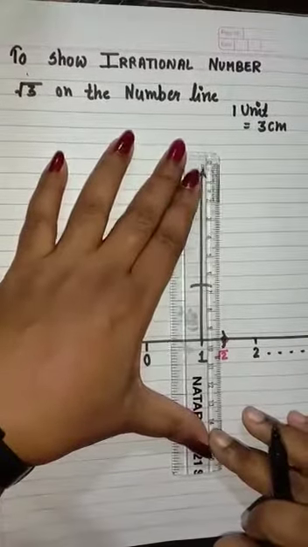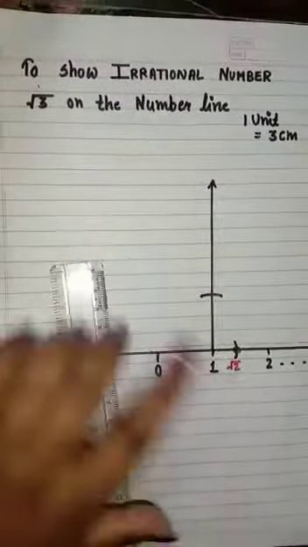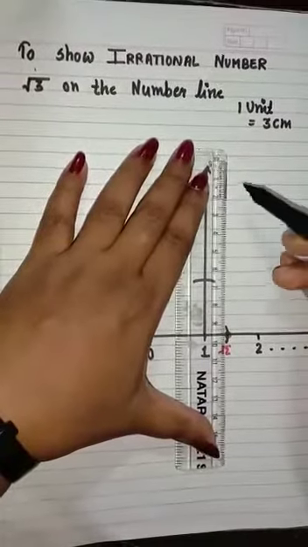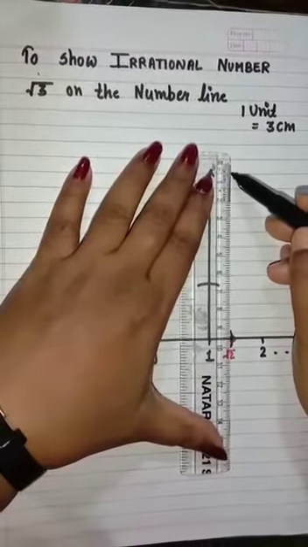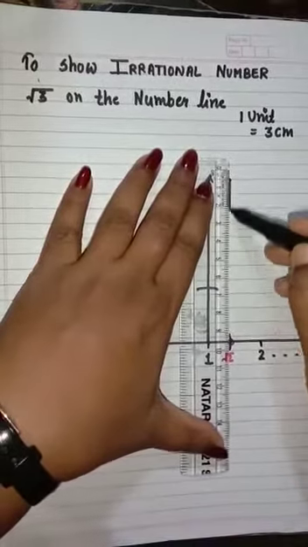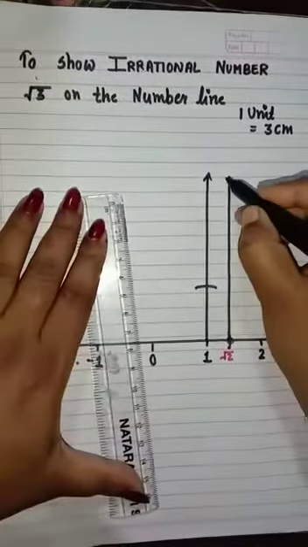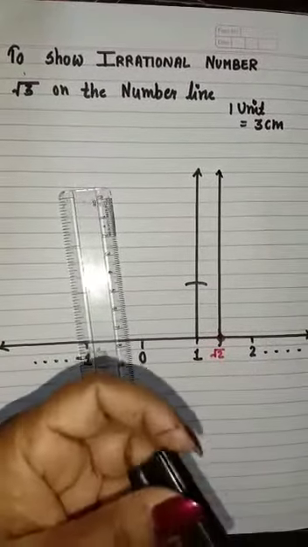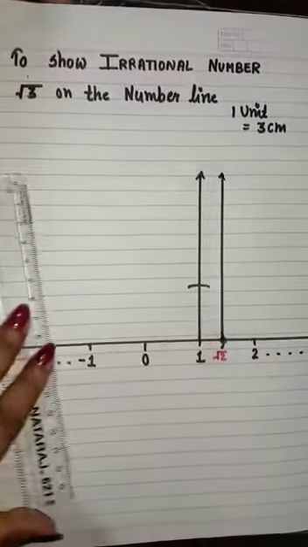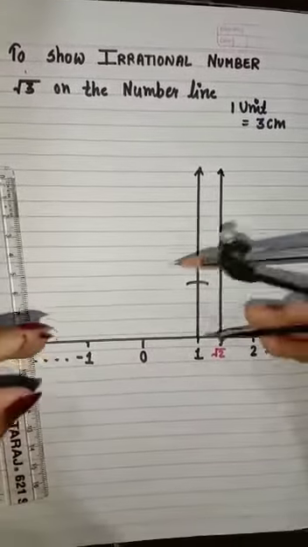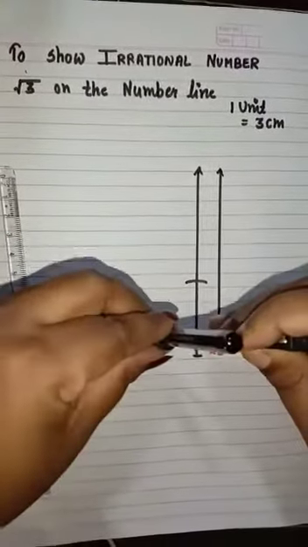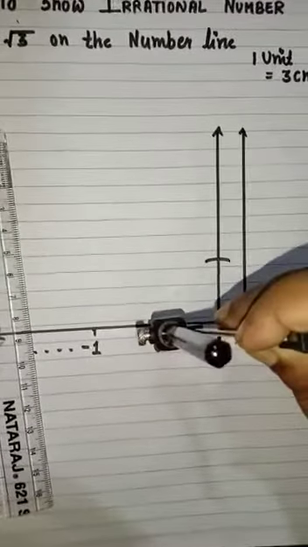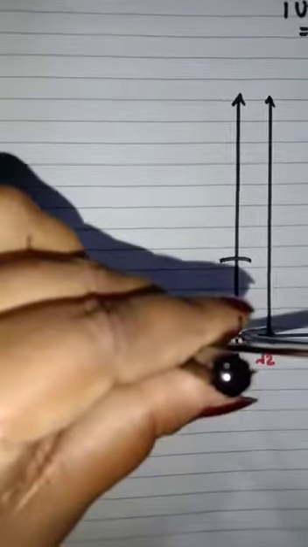So I am going to draw the perpendicular from root 2, which I have already explained. So this is the perpendicular from root 2. Now the same procedure, same method. I am going to take the distance of 1 unit, that is 0 to 1. This is 1 unit from 0 to 1.